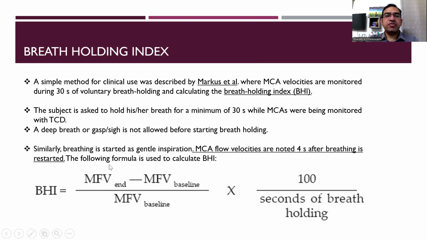And we use the following formula to calculate the breath holding index. That is, the breath holding index is equal to the end of the breath holding mean flow velocity minus the mean flow velocity at baseline, divided by the mean flow velocity at baseline, times 100, divided by the seconds of the breath holding.